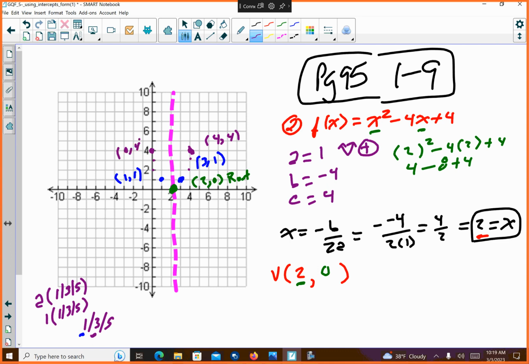What's special about 0 comma 4? Very good. And there is our buddy the parabola. What do you think, friends? Is this okay? Yeah.